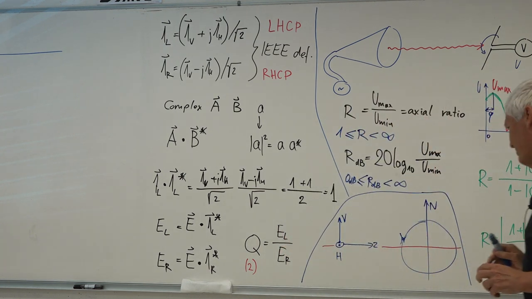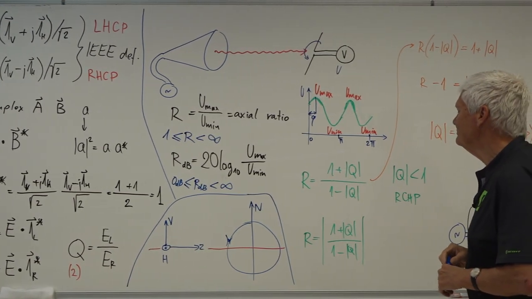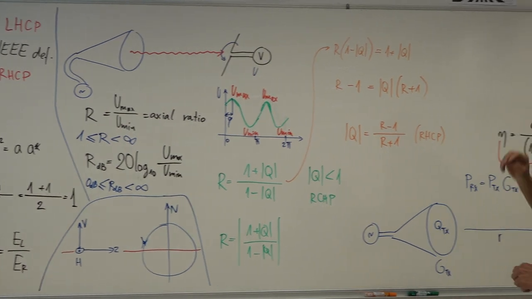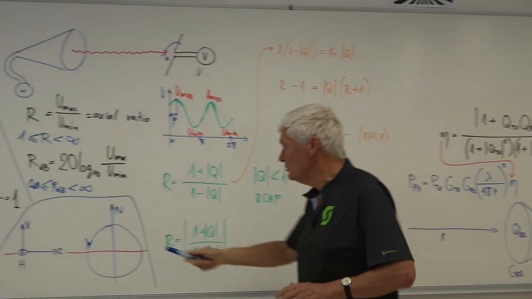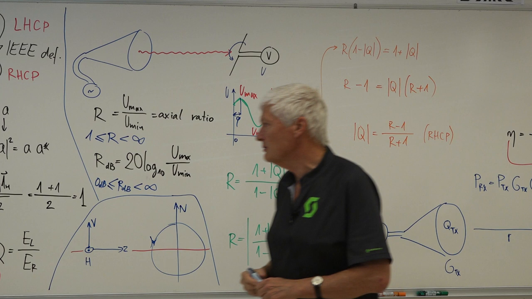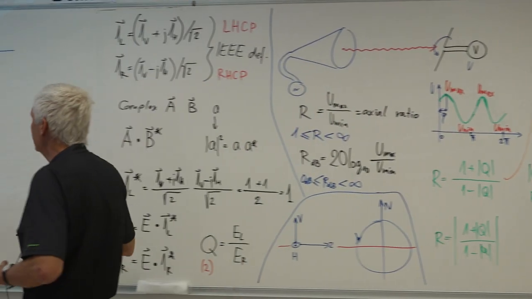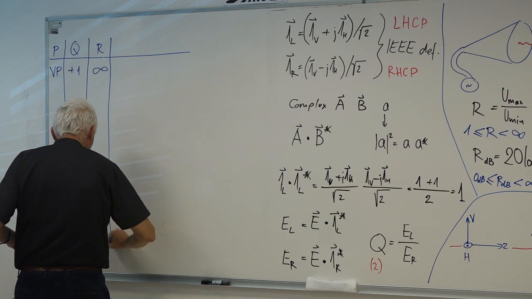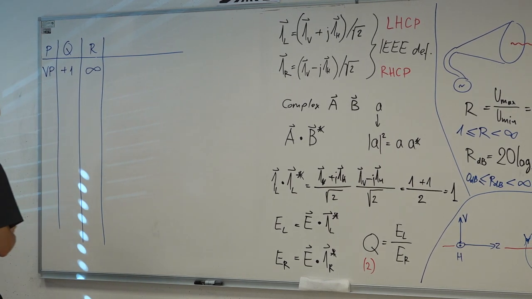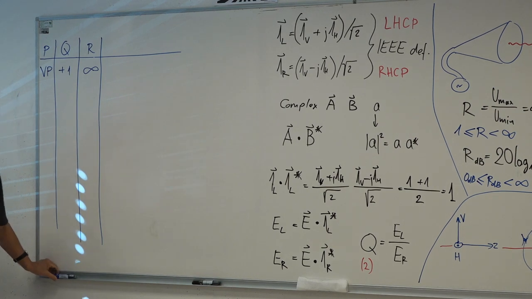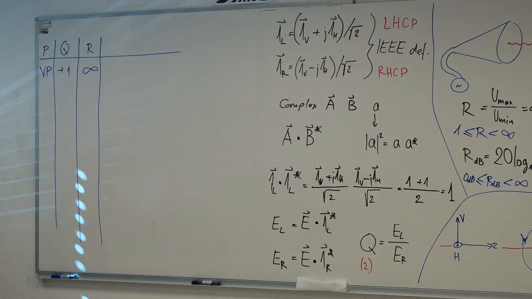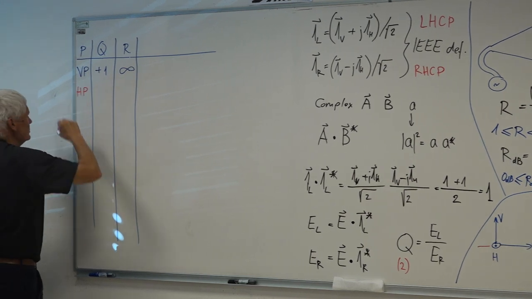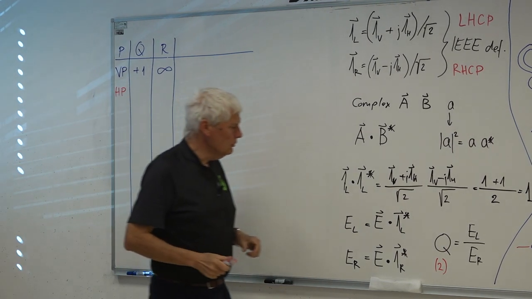Though it's difficult to make more than 30 dB. No, 30 dB for Q. For the axial ratio, it's very difficult to get close to 0 here. That's what I want. Okay, so now this is R. Let's see now the other polarization that's quite common. If I am using here horizontal polarization, what is now Q?